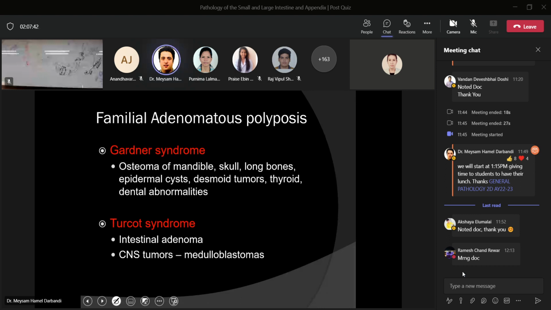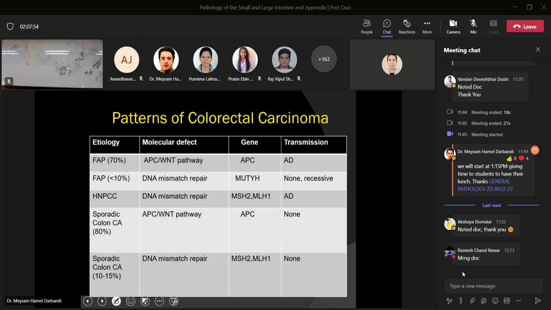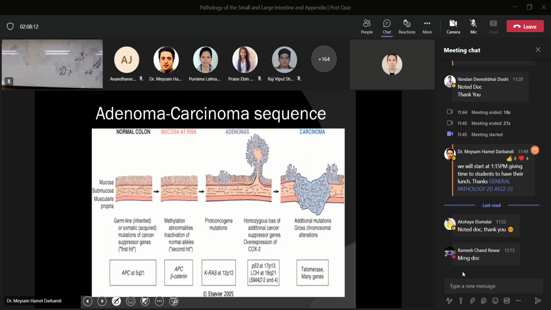Turcot syndrome is intestinal adenoma plus CNS tumor, medulloblastoma. So look at the genes. What is HNPCC? Hereditary non-polyposis colorectal cancer. Okay, what is DNA mismatch repair? So okay, here, I like this picture. Let me explain to you what happened to this patient.